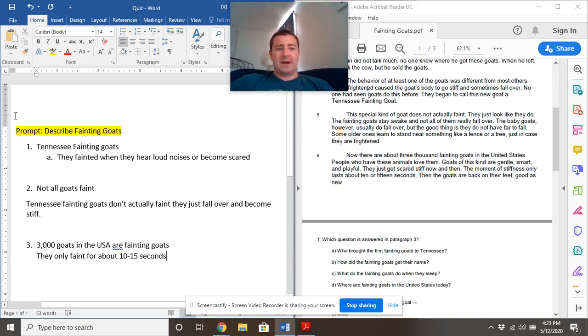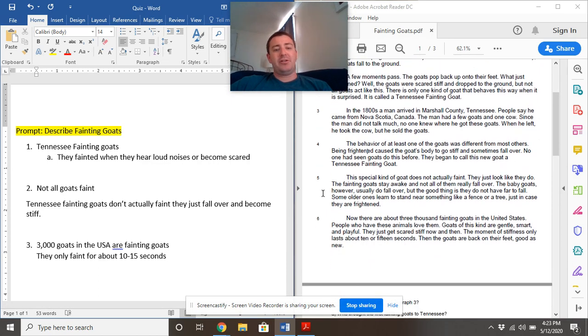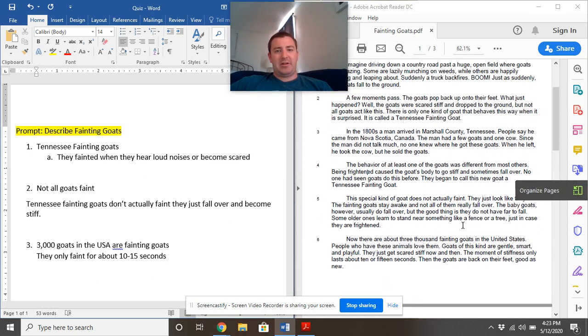So this was a shorter writing plan, but again, you can do a lot with this when you actually drag it out. So describe fainting goats. Your plan should not look like mine because this is a very open-ended question. Although there are only 6 paragraphs in this article, I really want you to take your time and drag these out, really elaborate on what is a fainting goat and describe fainting goats.